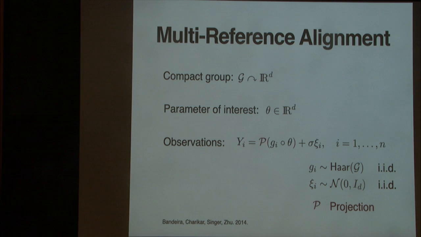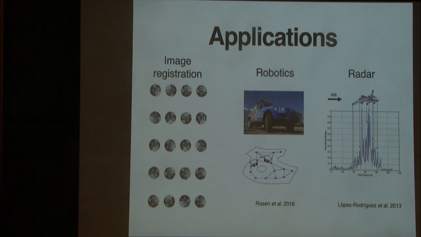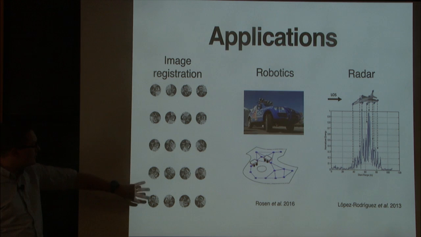So this general model encompasses a few examples. For example, there's something called image registration. Here's a simple example where you have a picture of Turing that's rotated on the plane, and then you add some noise, and you try to reconstruct the original image, for example.